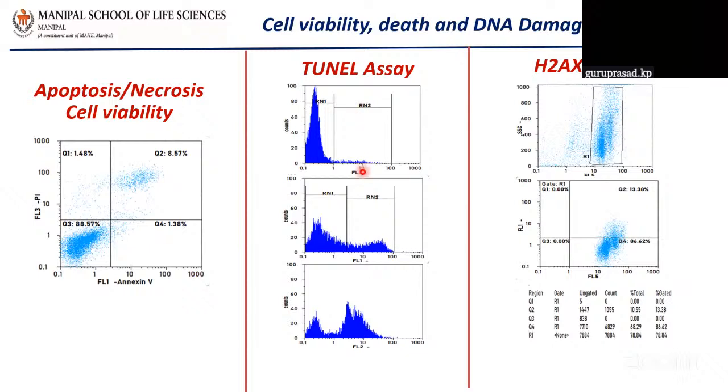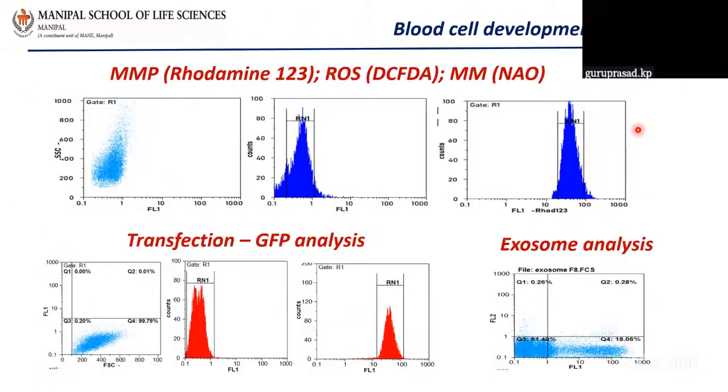Similarly, using a TUNEL assay, you can accurately estimate the amount of DNA damage. By doing H2AX gamma staining, one can do double strand break repair assays and identify double strand breaks in the cells. Similarly, in research, one can analyze mitochondrial functions such as mitochondrial membrane potential, ROS (reactive oxygen species), mitochondrial mass, and mitochondrial number.